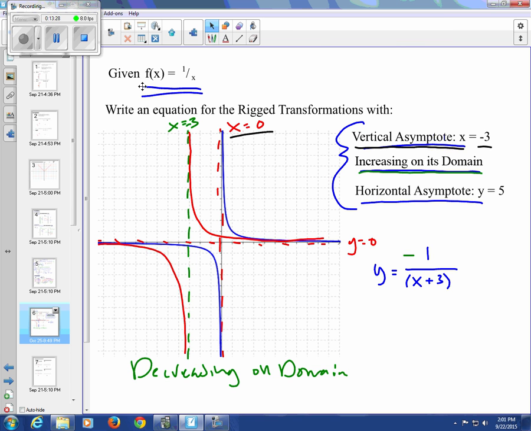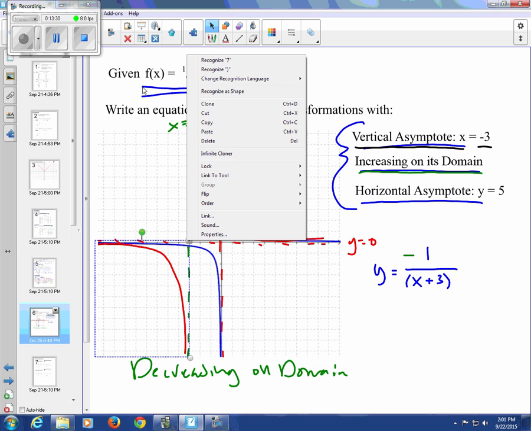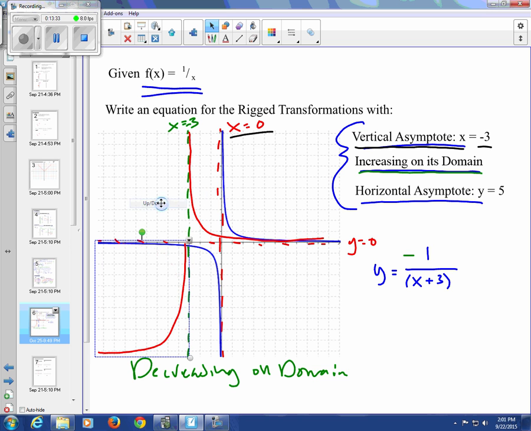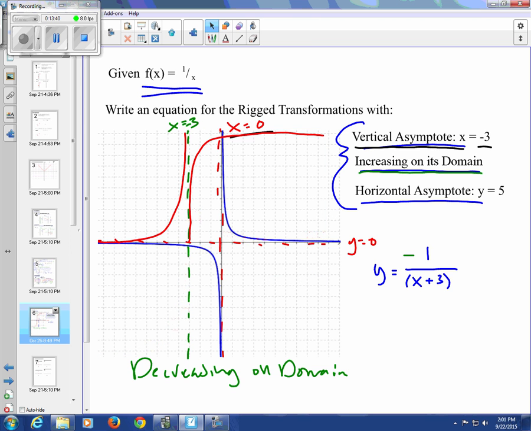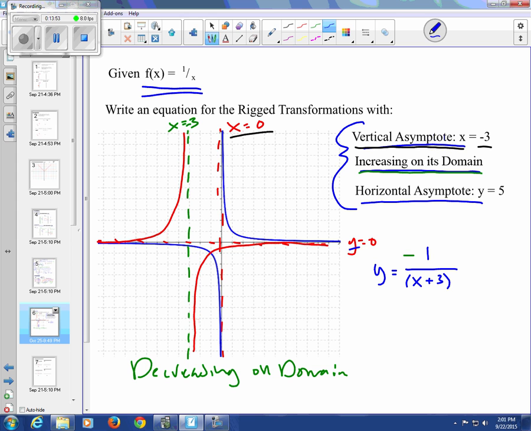It's actually going to be flipped now. See if I can sort of flip this guy. Flip up and down. And now these two pieces flipped across the x-axis now make the function increasing on its entire domain. Lastly, what we want to do is move that horizontal asymptote from 0 up to 5, right? Basically that means taking all of the y values that defined the horizontal asymptote at 0 and moving them all up 5.